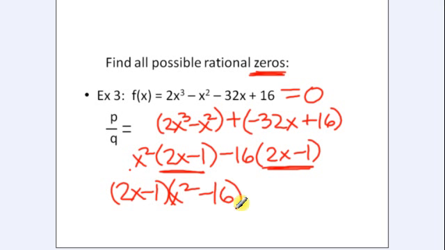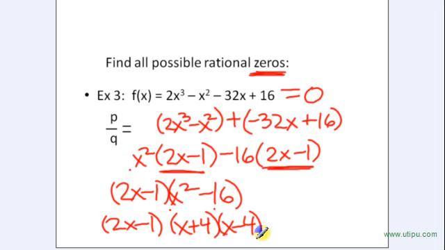And I can factor this yet further. 2x minus 1, I can't factor that further, but then I have the difference of perfect squares here. So I'll factor into x plus 4 times x minus 4. And then remember to find the solutions or the zeros, since the product of these equals 0, I can just set each of those factors equal to 0 and solve.